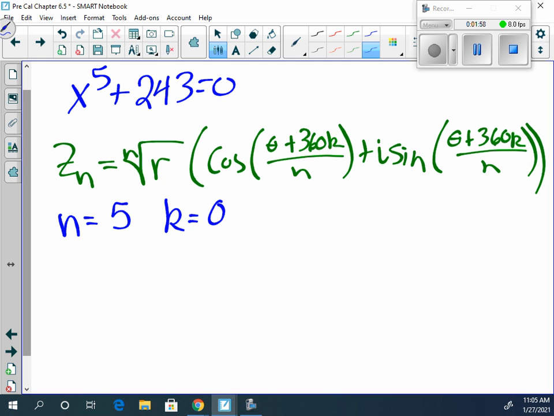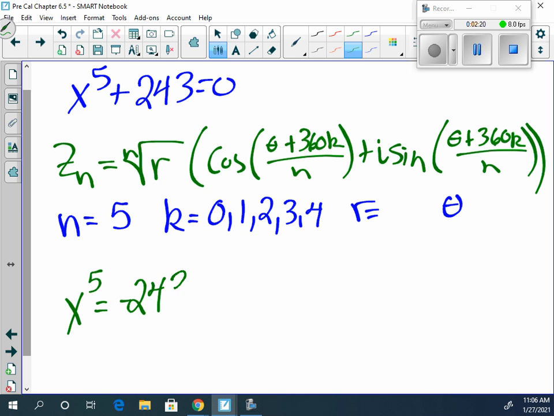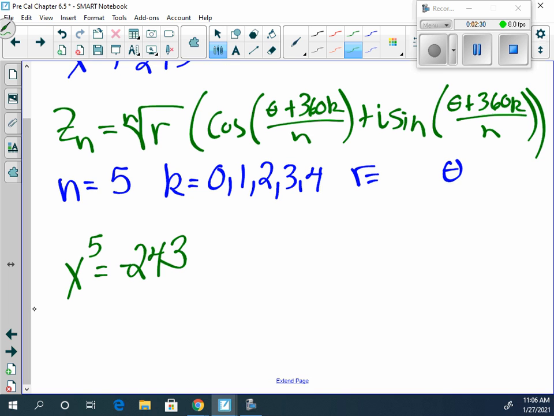Our k starts at 0 and goes to what? 4, because we're going to n minus 1. Now we still need to find r and theta. To find r, we can set this up as x to the 5th equals negative 243. I'm going to subtract everything over to the other side, so we're moving everything to one side. And we can solve it from here, because really 243 plus 0i is our a and b.